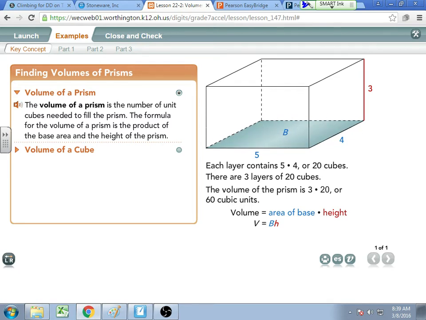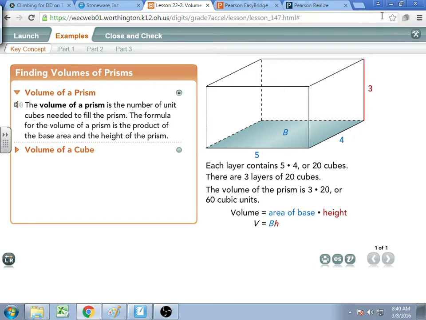We know that we can find that by doing 5 times 4, which gives me that the area of this is 20. And then since I could layer or stack 3 stacks of that, I know that I actually have a total volume of 60 units cubed. Because we're dealing with volume, we always deal with units cubed.